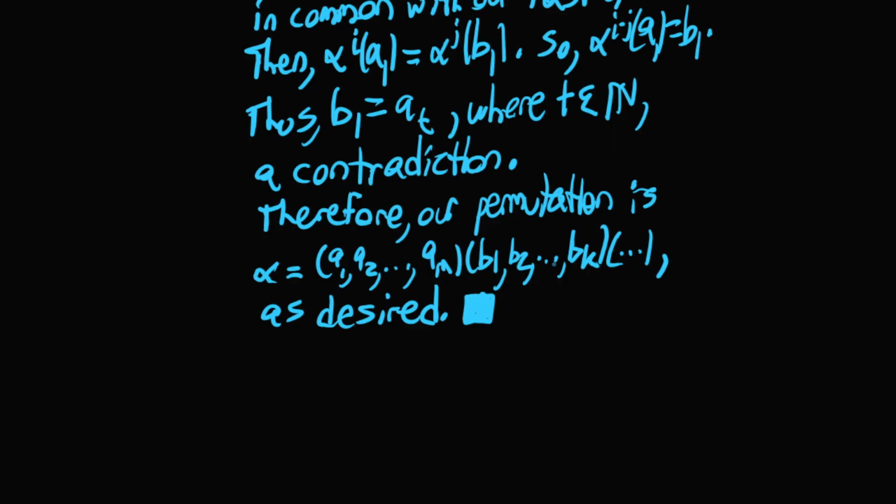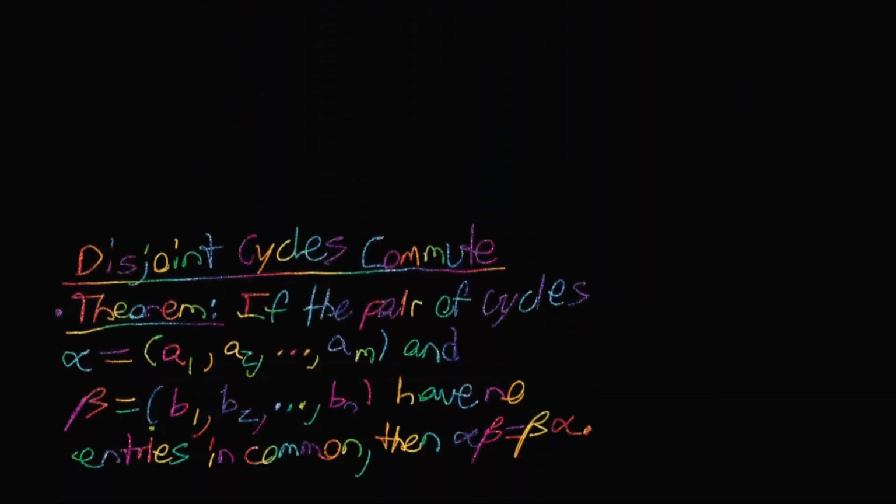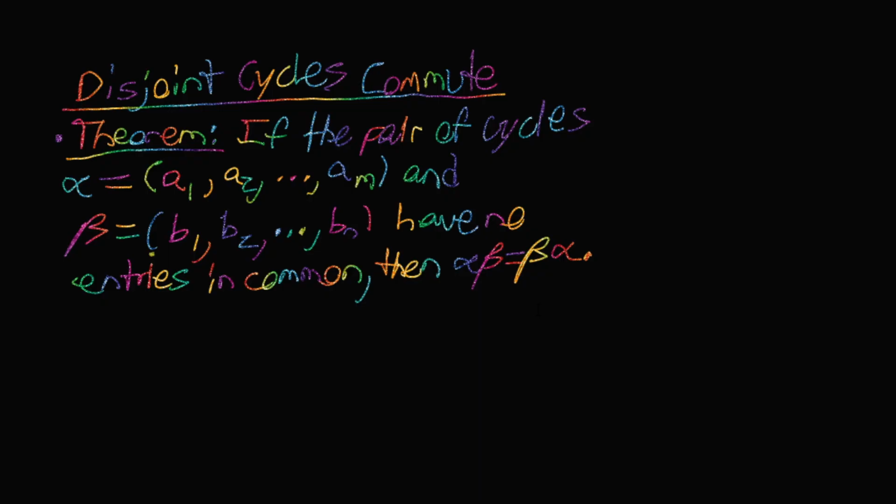All right, that is it for our first theorem. So let's take a look at our second theorem. We have disjoint cycles commute. The theorem is, if the pair of cycles alpha equals the sequence A1 up to Am, and beta equals the sequence B1 up to Bn, have no entries in common, then alpha beta equals beta alpha. All right, let's look at the proof for this.